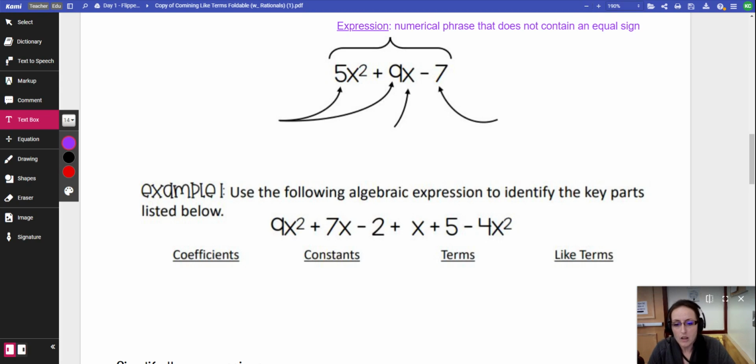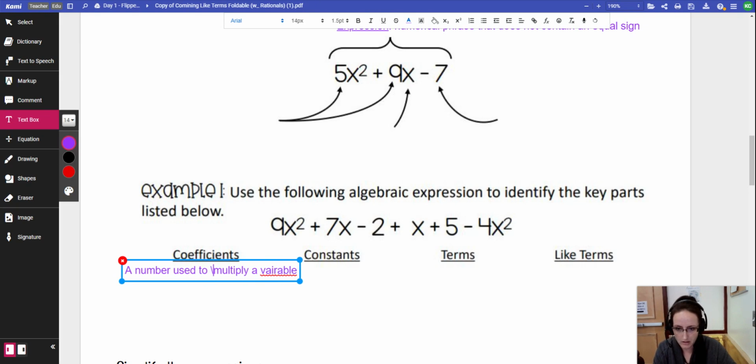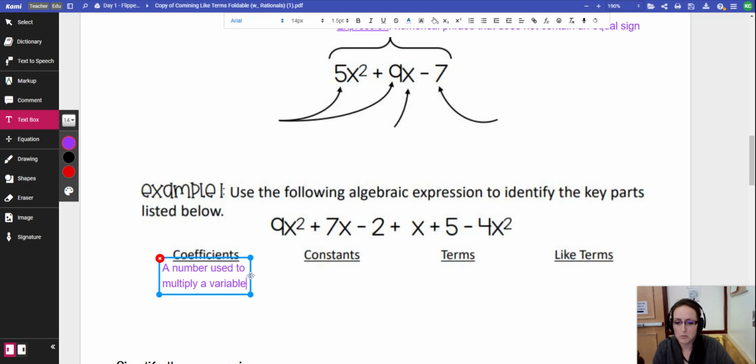Okay? All right, coefficients. The definition of a coefficient is a number used to multiply a variable. It's a number used to multiply a variable. Notice a coefficient isn't really division because division can always be written as a fraction.